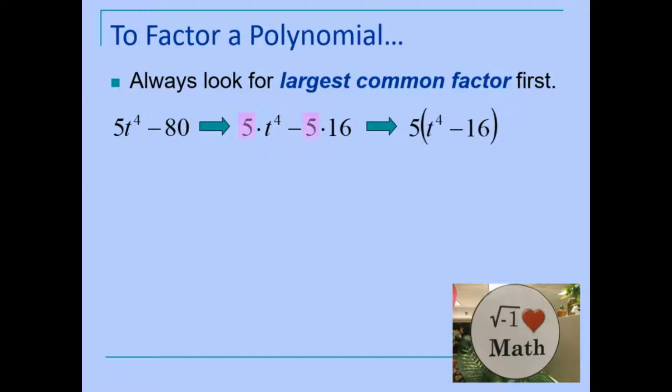Factoring it out then has the following: 5 times the quantity of the remaining binomial, t to the 4th minus 16. We would then continue on with factoring the remainder.